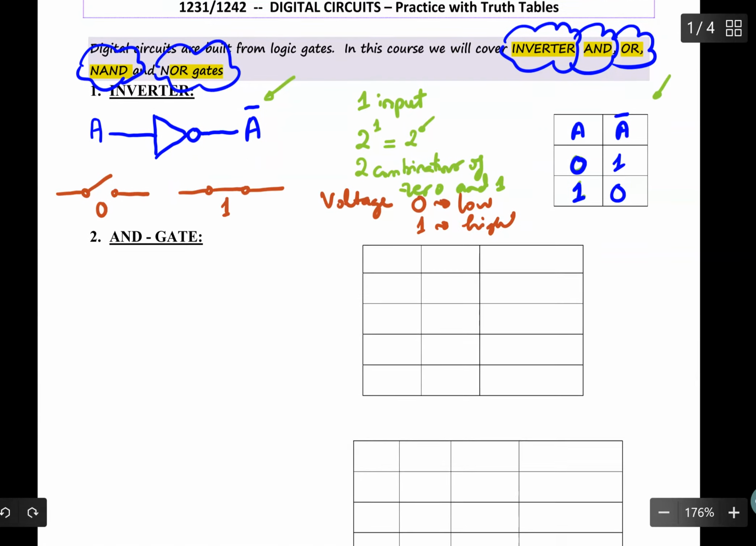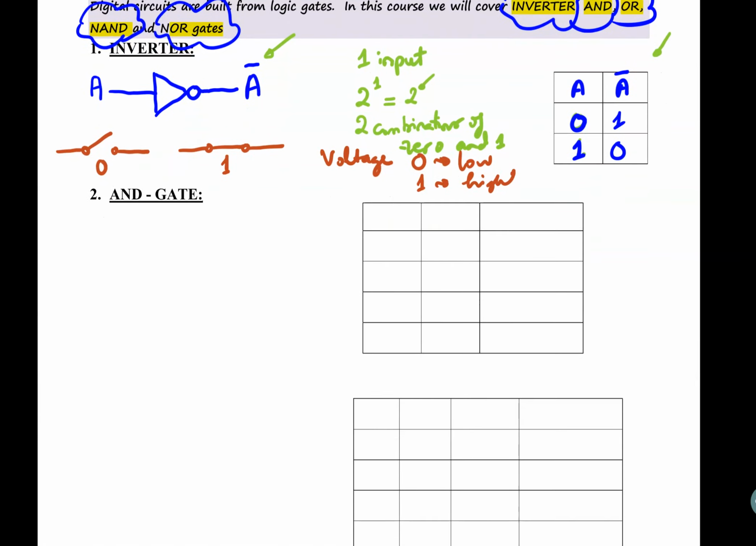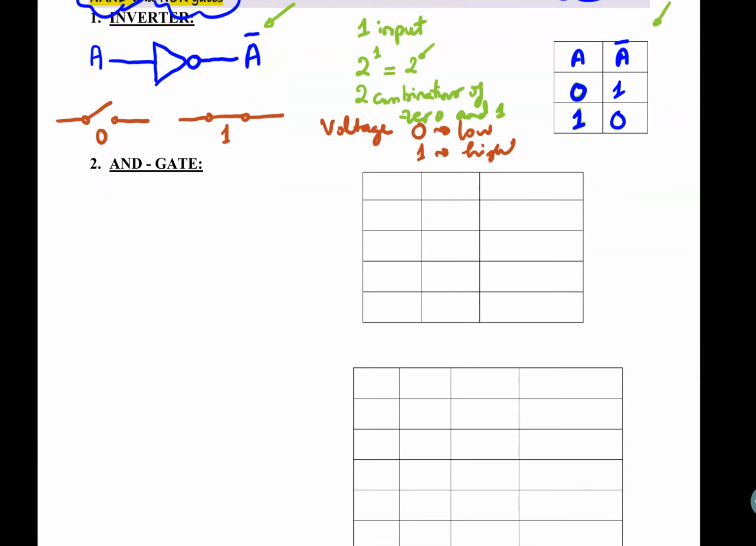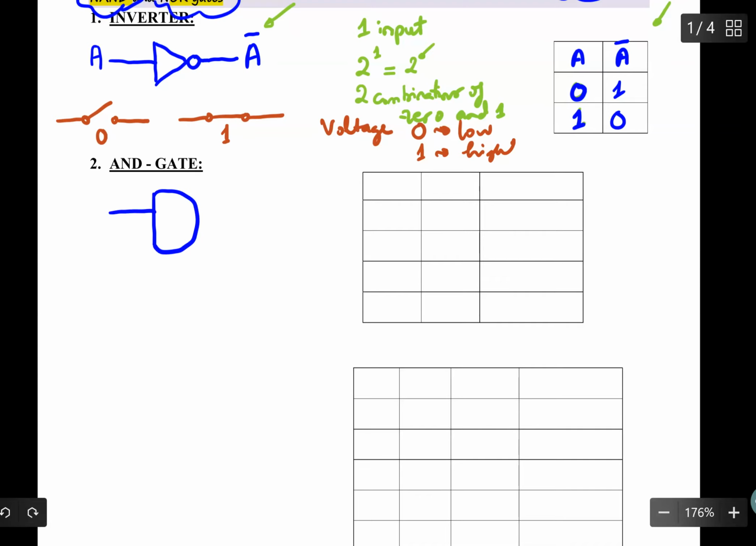So let's continue on with the AND gate. I will draw the AND gate with two inputs. Two inputs, we will denote as capital A and capital B. Coming out of this gate, I will have the Boolean expression for the AND gate as A dot B, or you can write it as just AB.